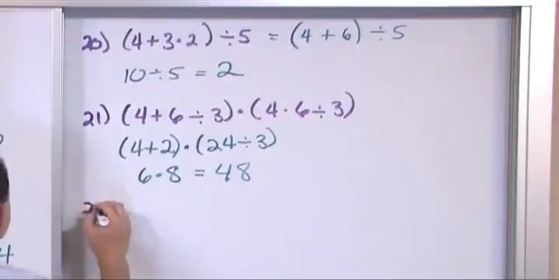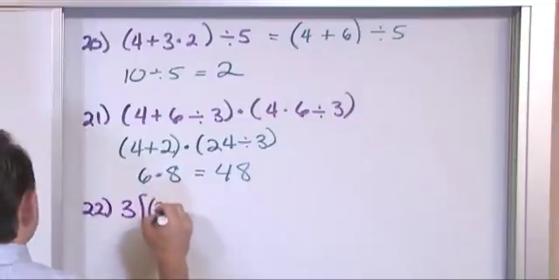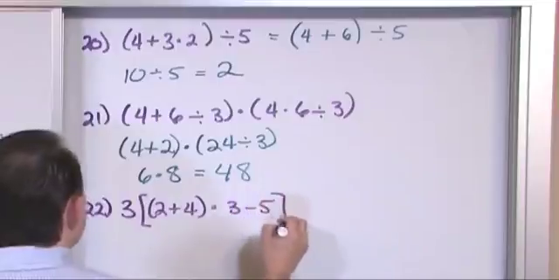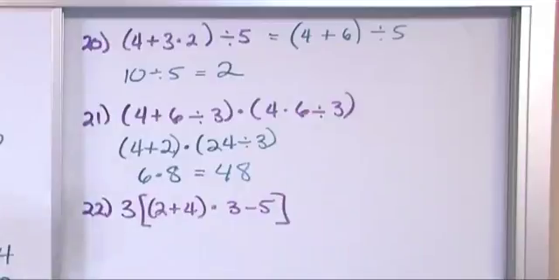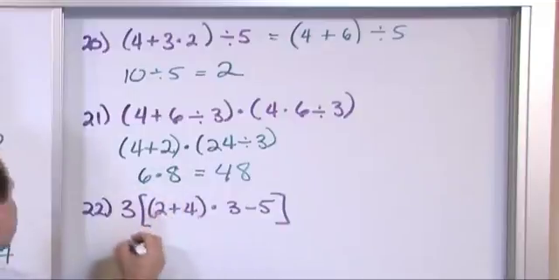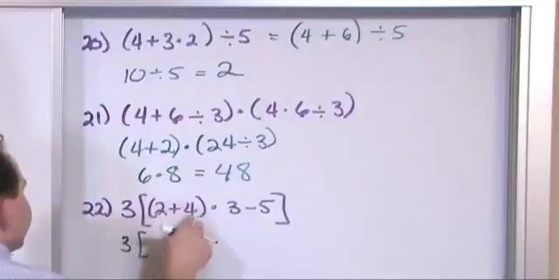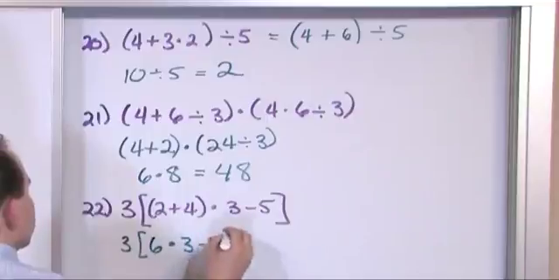Okay, let's go to 22. 3 bracket 2 plus 4 times 3 minus 5 close bracket. Now you see why we use brackets, because if I use parentheses here, it's just going to kind of run together a little bit. But now when I use different symbols, I can zero in and I can say, well, I've got a bracket here, but I've got a parentheses, and I always work inside to outside. So I'm going to work on this guy first. So what I'll do is I'll say 3 bracket, and then 2 plus 4 is 6, so I'm going to put 6 times the 3 minus the 5 close bracket.